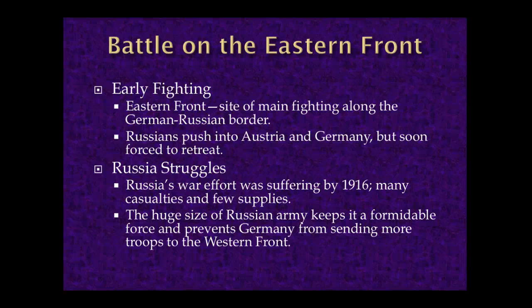So, the Western Front, which is our stalemate, is going to be between France and Germany on that border. Our Eastern Front is the fighting along the German and Russian border. And early on, the Russians are able to push into Austria and Hungary, but eventually they have to retreat as Germany gets more resources to the Eastern Front. And honestly, by 1916, Russia's struggling with the war. They have several casualties. Russia loses more than any other power in the war when it's all said and done.